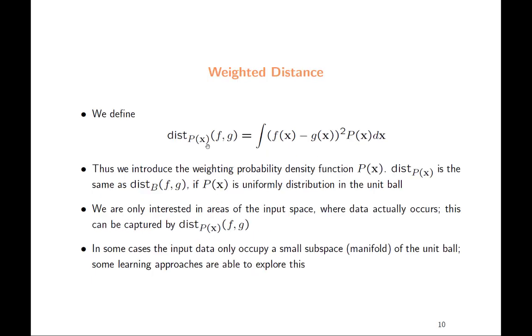We can also define a weighted distance where we also use this p of x, which is sort of like a probability distribution. So it should be a function which is non-negative and should integrate to 1. Here we can emphasize that some input data points or some input data regions are more important than others. And this is important if we consider that the input data is really on a submanifold.